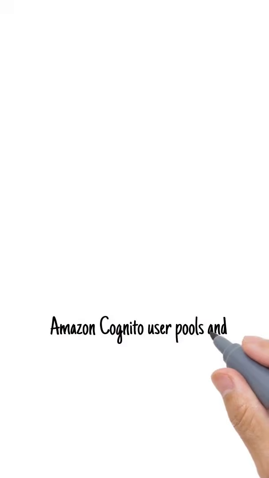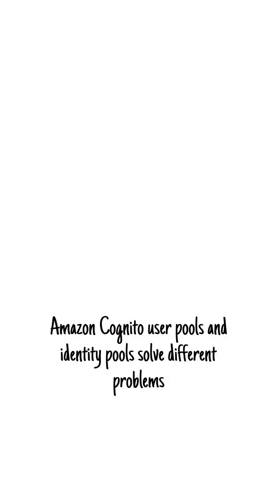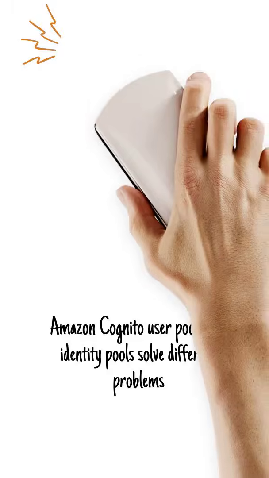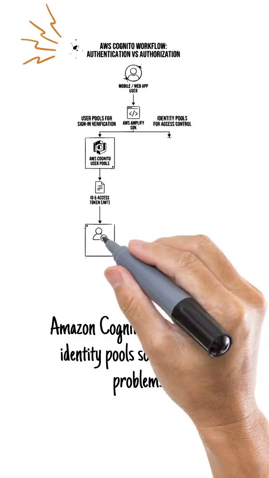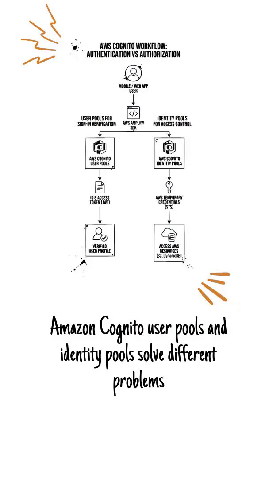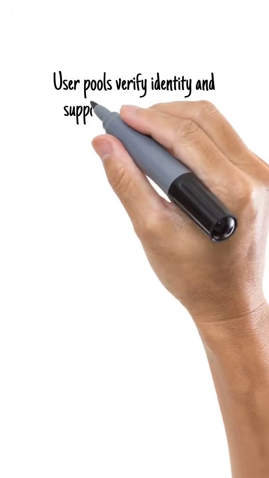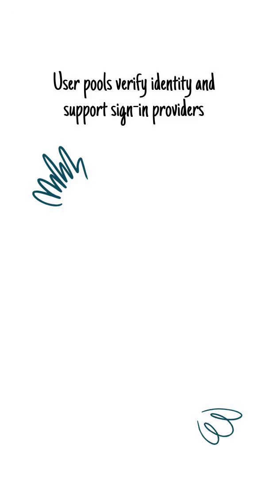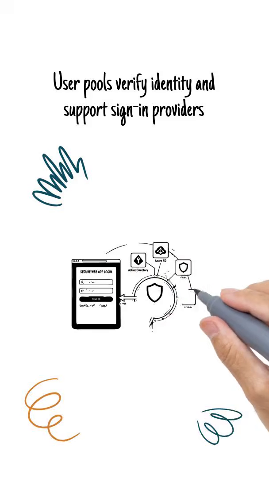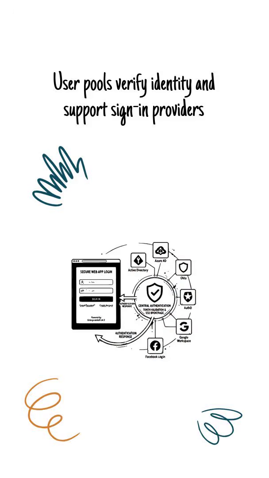If you're working with Amazon Cognito, one of the first things to understand is that user pools and identity pools solve two different problems. User pools are for authentication. In simple terms, they help verify who a user is. If someone signs into your app with a username and password, that sign-in can happen through a user pool. A user pool can also connect to third-party identity providers like Google, Facebook, or a corporate SAML provider, so users can log in with accounts they already have.